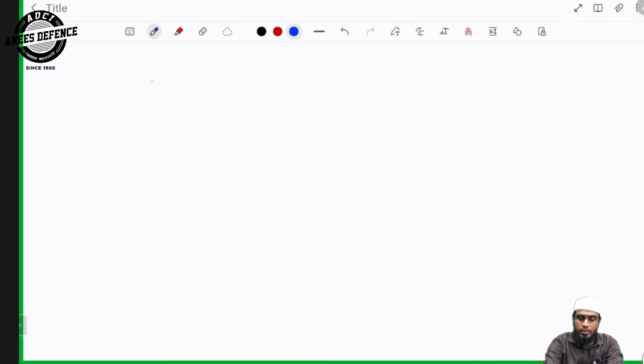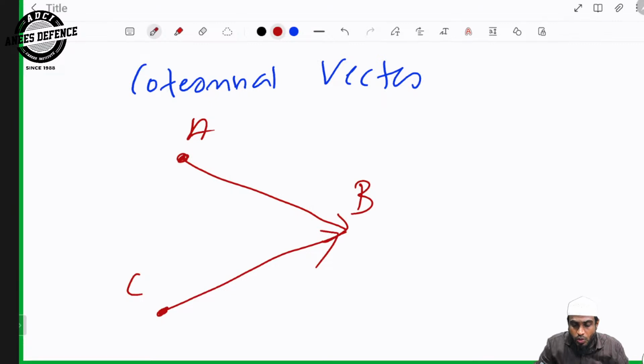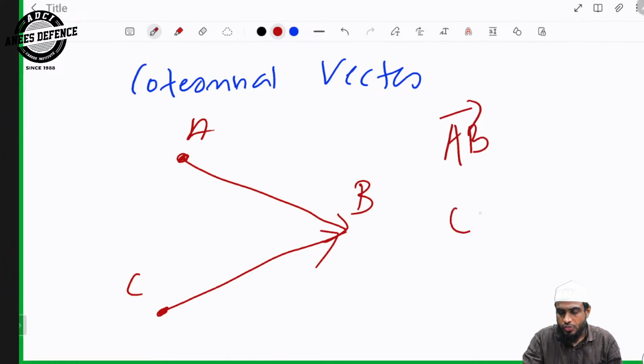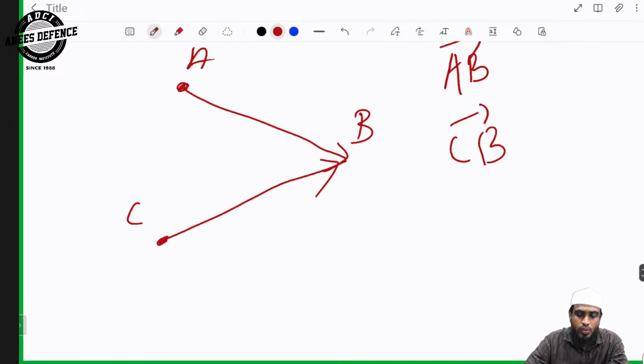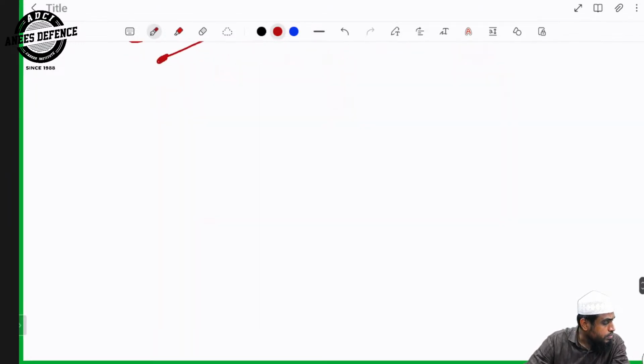Similarly, co-terminal vector. What is a co-terminal vector? Here, a vector is starting from A to B. Another vector is starting from C to B. When we observe both these vectors, AB and CB, the ending point is the same for both cases. So we will call it the same terminal point. So we can say that both are co-terminal vectors.